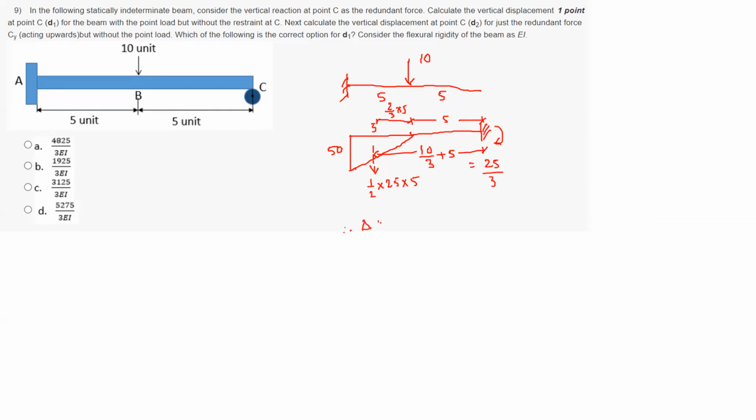And therefore we will get delta is equal to, this is 50, not 25. So 1/2 into 50 into 5, upon EI. So we have 1/2 into 50 into 5 into 25 upon 3. And from this, this becomes 25. So 25 into 5, 125 upon EI. So 125 into 25, 3 EI. So we will have 25 into 125, 3125 upon EI. I will just check it. So 25, yes. So we have this option, that is C.